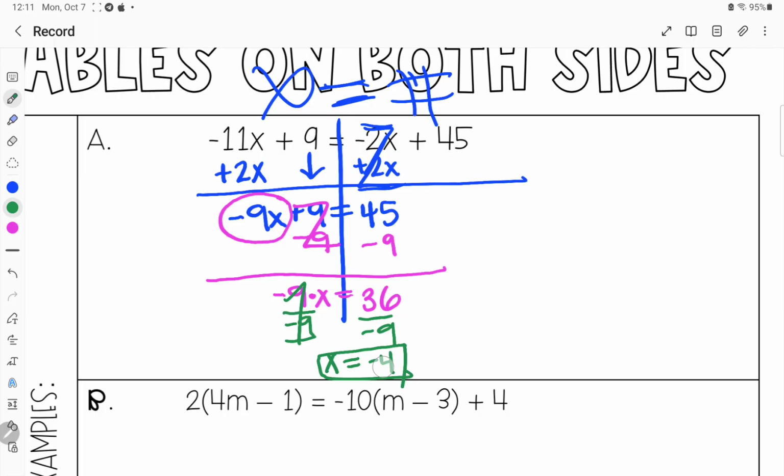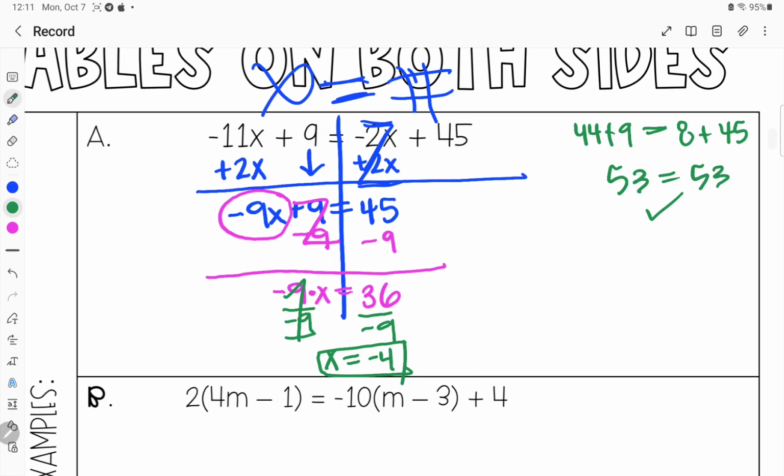So negative 11 times negative 4 is 44 plus 9. And then on this side, negative 2 times negative 4 is positive 8 plus 45. And so we would end up with 53 and 53. So that means that we did that correct because this side is equal to this side.